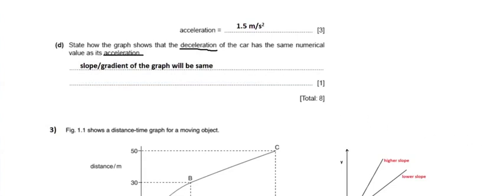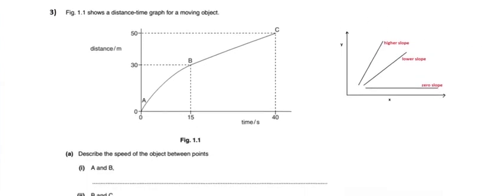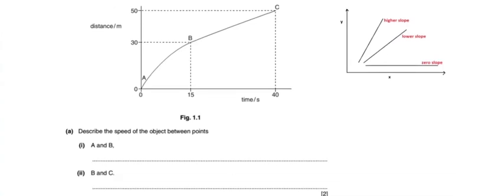Now we will see the third problem. You can read the problem here. Figure 1.1 shows the distance time graph for the moving object. So the distance time graph is given over here. You can see from A to B the line is curved, and from B to C it is a straight line. So the part A of the question, describe the speed of the object between the points.